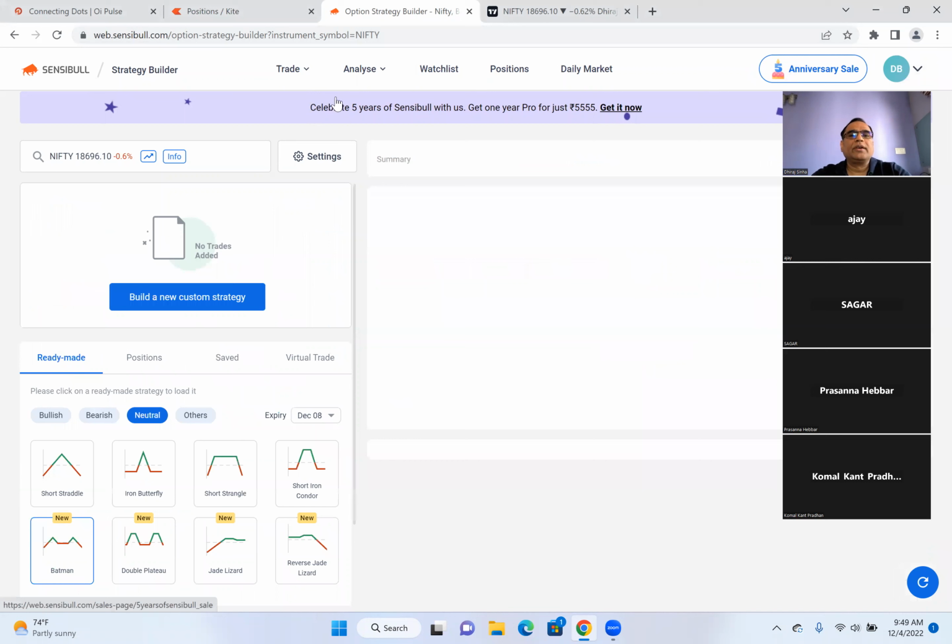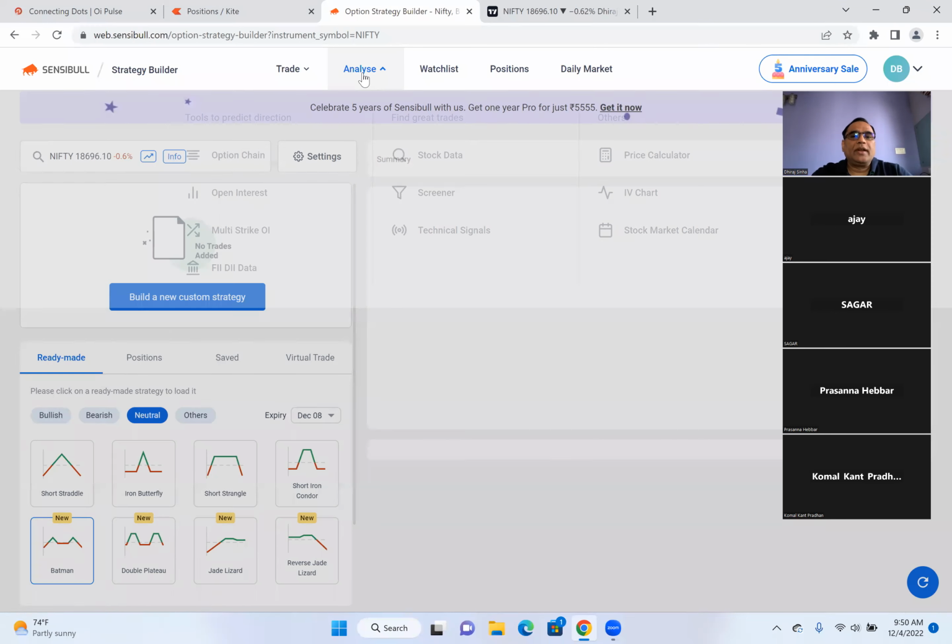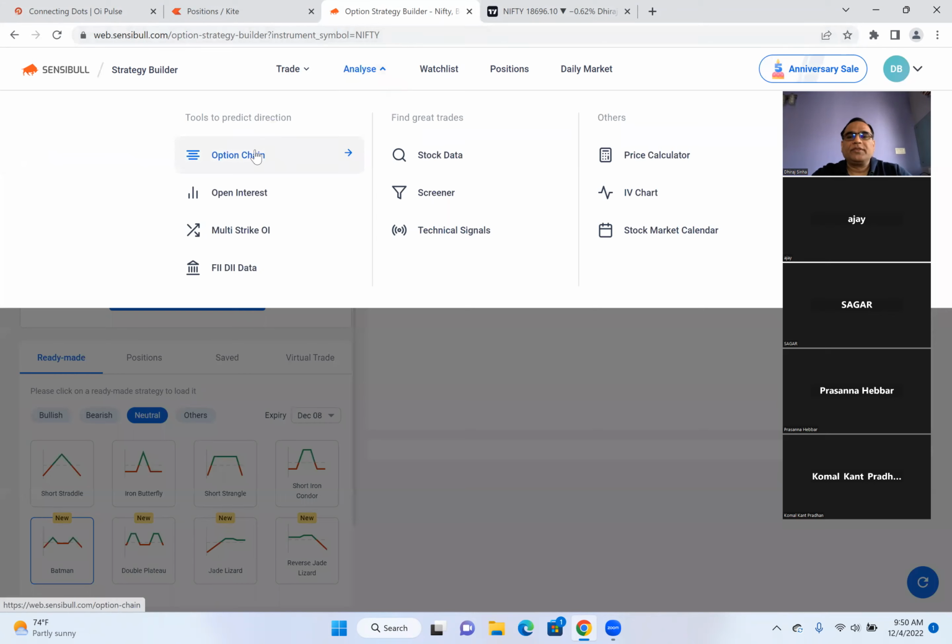So what do you see here? Is it clear? Sensibull is the name of the product, sensibull.com. Once you log in and connect through your broker, so if you have Zerodha or ICICI Direct, they have the APIs built, and you will be able to do any activity only if you log in through your broker account. Otherwise, you will not see any data. Okay. So once I log in here, let me first show you something called an option chain.